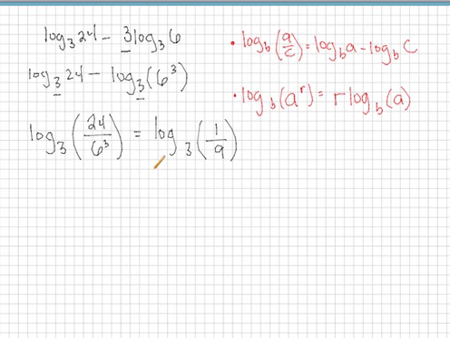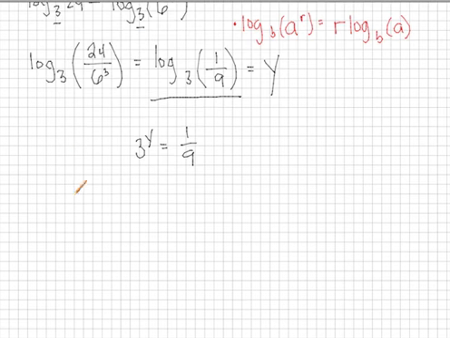Let's go ahead and rewrite this as an exponential function so that we can see if we are capable of simplifying it any further. So let's set this equal to y. If I rewrite it as an exponential function, then 3 to the y equals 1/9. Let's see if we can guess what y is, just intuitively. I know that if I have 3 and I square it, I'm going to get 9.